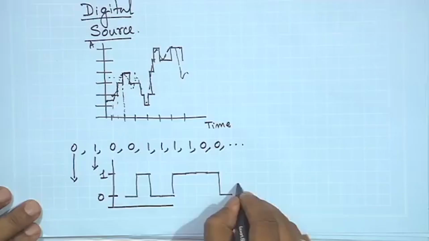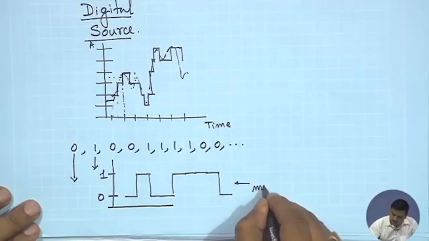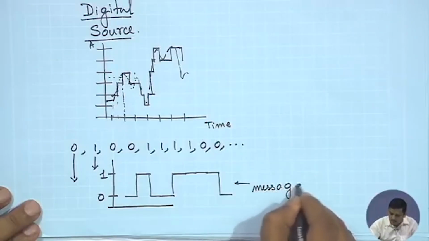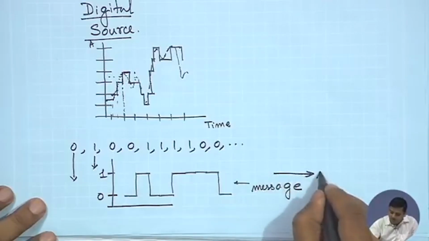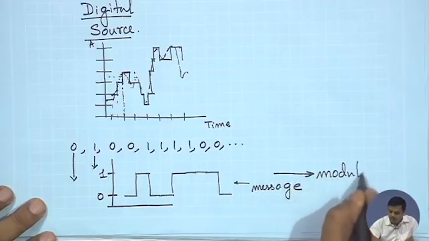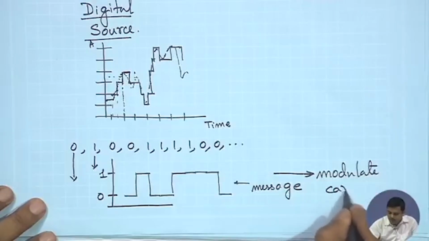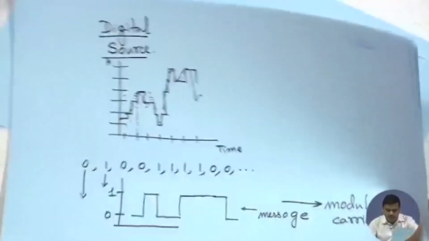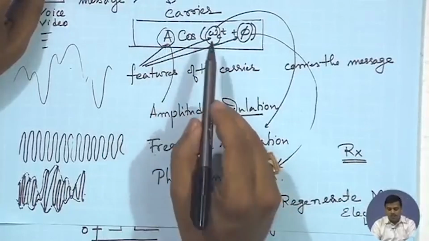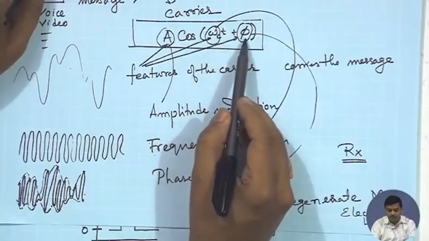Now, if you have studied analog communication, we can simply say that this particular sequence is my message, and this message I will use to modulate the carrier. When I modulate the carrier, I could modulate the amplitude, I could modulate the frequency, I could modulate the phase.